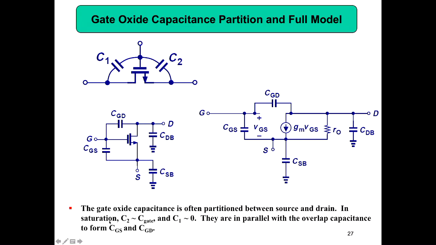In saturation, when you are operating your transistor in the saturation region, we are talking about saturation because this is a MOS operating as an amplifier. When you are operating the MOS in the saturation region, your C2, the capacitance between gate and source due to the channel, is approximately equal to your gate capacitance. And then C1 between drain and gate will be approximately equal to 0. That is experimentally noted. They are in parallel with the overlap capacitance to form CGS and CGD.